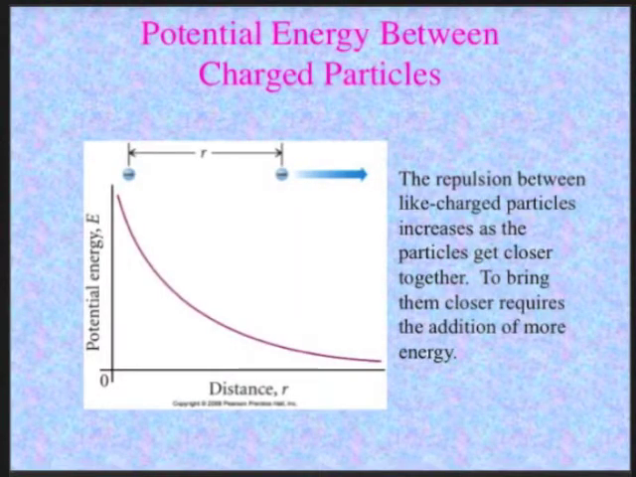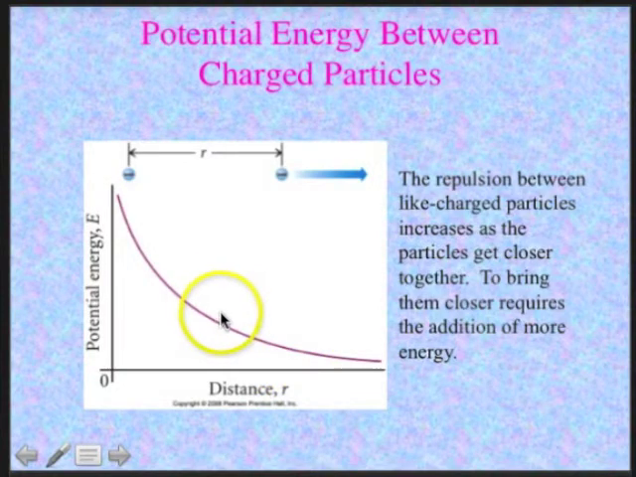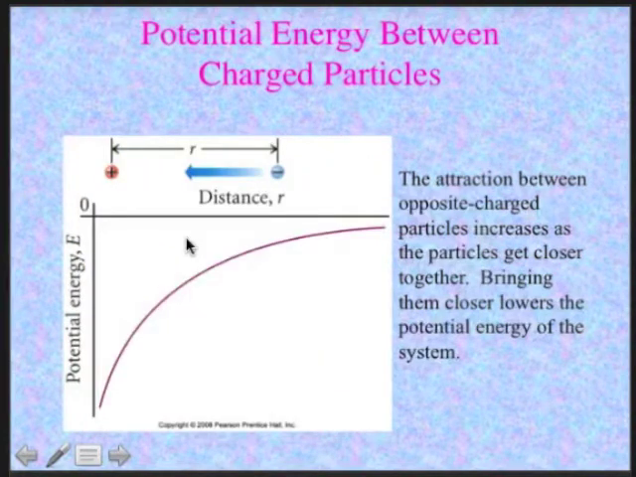So we see in this graph, plotting potential energy versus distance, r, that the repulsion between like-charged particles, two electrons for example, increases as the particles get closer together. They get closer, the energy goes up. But for opposite charges, an electron and a proton for example, we see that as the particles get closer together, the potential energy is lowered.